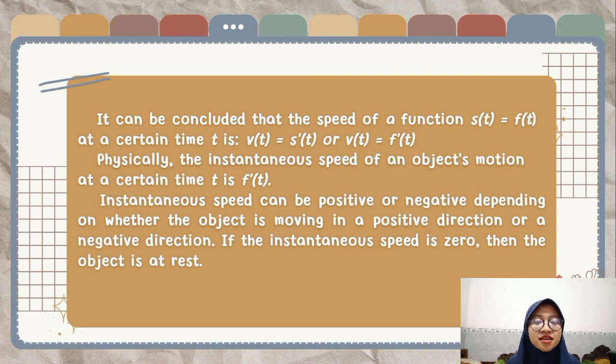Instantaneous speed can be positive or negative, depending on whether the object is moving in a positive direction or a negative direction. If the instantaneous speed is zero, then the object is at rest.